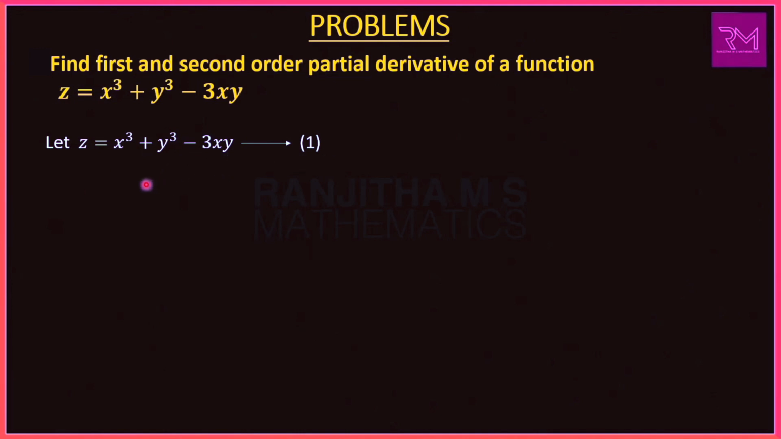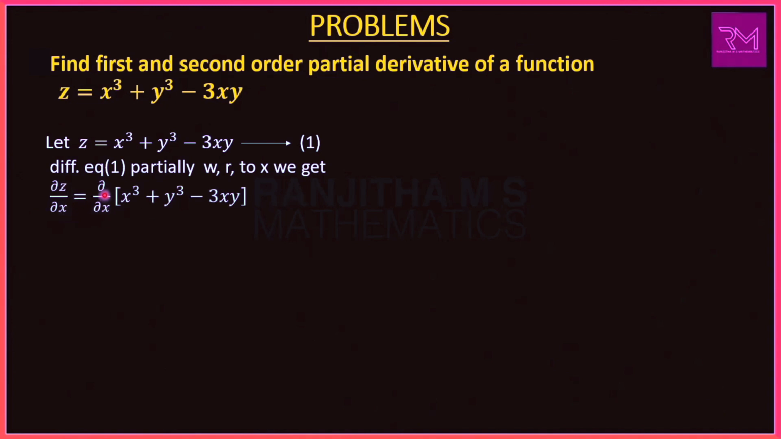Here, to find the first order and second order partial derivatives, we have to differentiate this function partially with respect to x. We get the value as del z by del x, which is equal to del by del x of this function, z is x cube plus y cube minus 3xy. We have to differentiate this z function with respect to x partially. That means we have to treat y as constant.